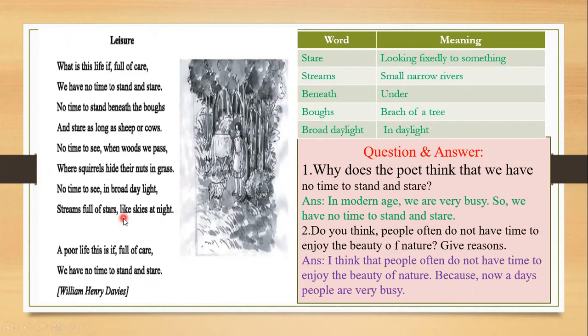There is a poem written by William Henry Davies, and this poet wanted to mean that in this world we are so very much busy. We have no time to care for anything. We have no time to stand or to look at something for more time. And he also said no time to stand beneath the boughs. That means there is no time to stand under the tree and stare, stare as long as sheep or cow. The poet would like to mean that he has no time to look at sheep or cows.